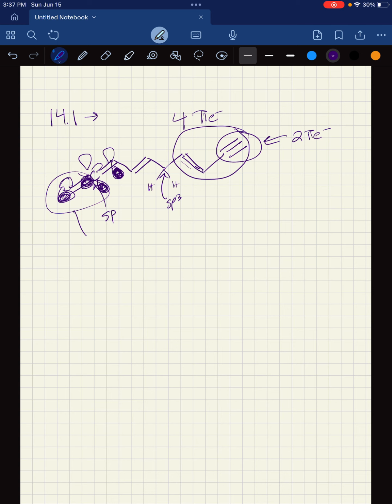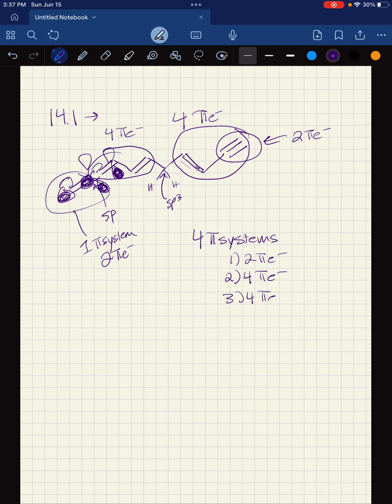So here, this will be one pi system with 2 pi electrons. And then here, you'll have another one where they can line up. So this would be another one with 4 pi electrons. Okay, so this particular molecule would have 4 pi systems. You have one with 2 pi electrons, a second one with 4 pi electrons, a third one with 4 pi electrons, and then a fourth one with 2 pi electrons.